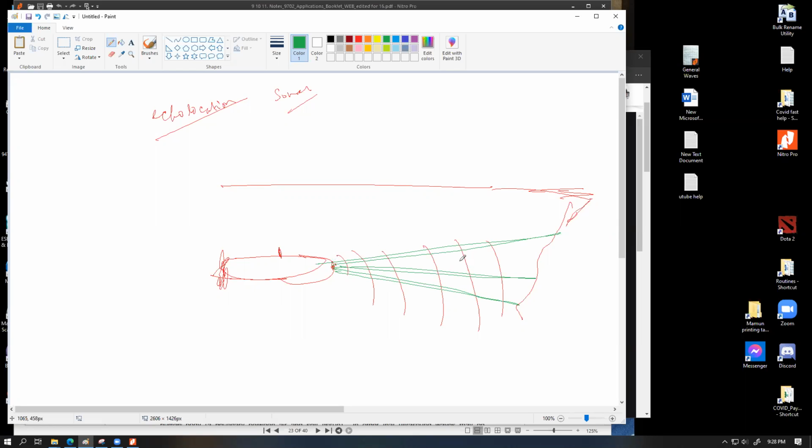If there is a large fish, let's say we have Aquaman over here with legs and trident. Okay. Let's say Aquaman is over here. Some part of these beams will also be bouncing off from Aquaman as well.